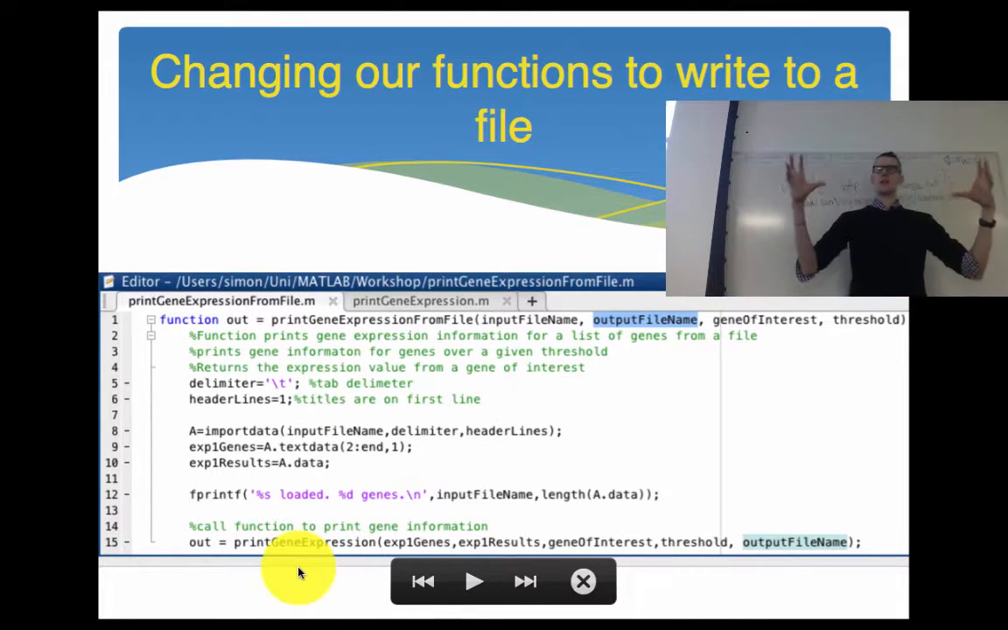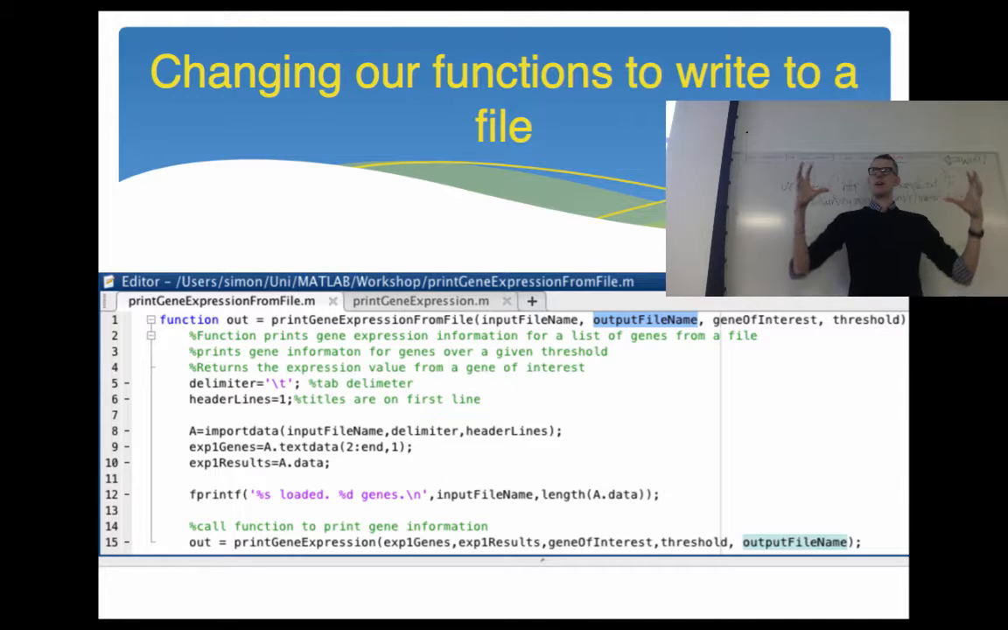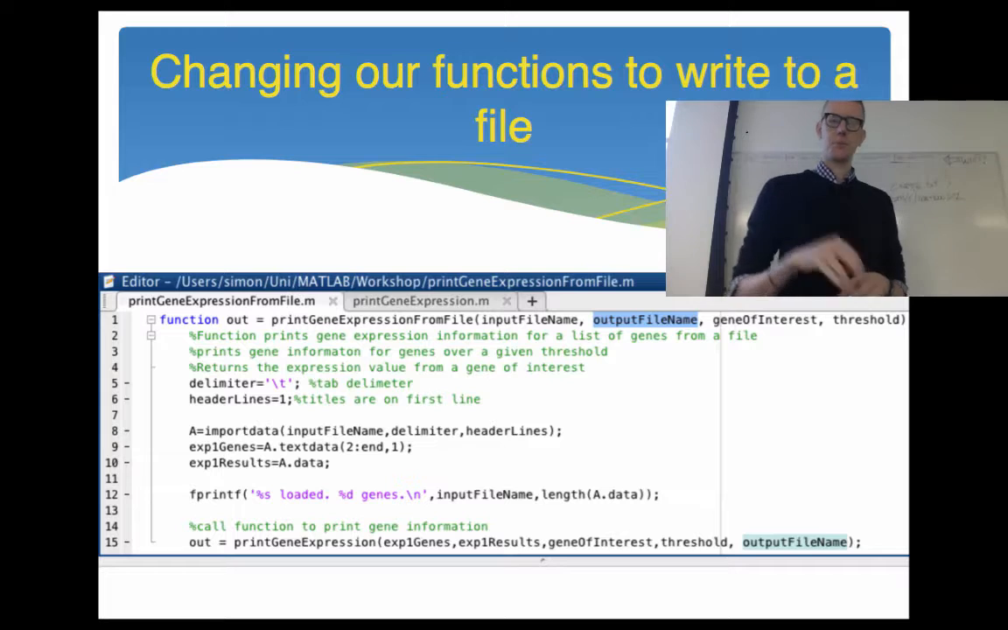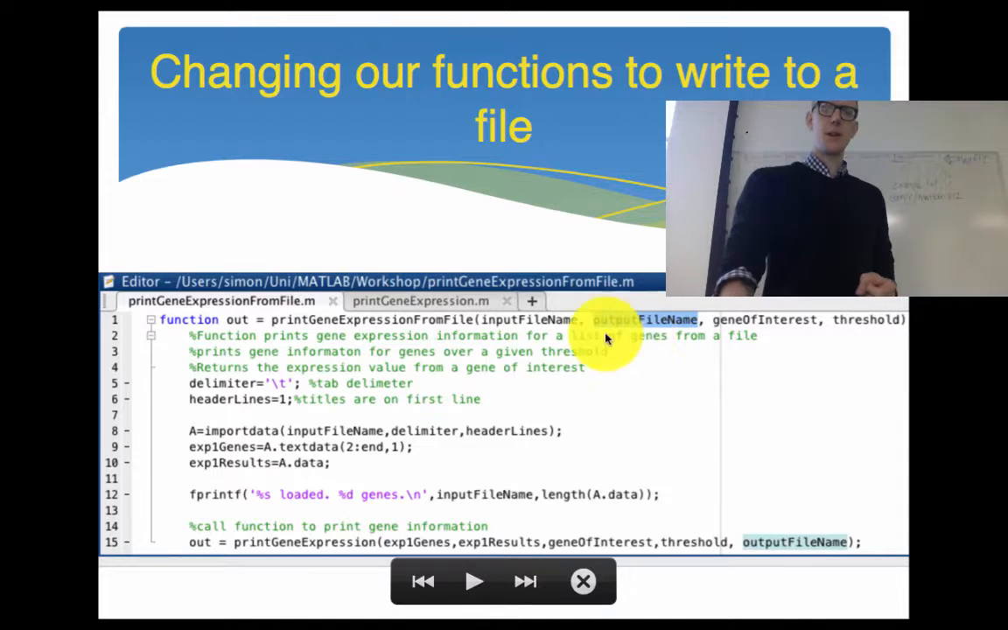So remember, there's the outer function, print gene expression from file, and there's the inner function, the actual print gene expression, which checks for the thresholds. The print gene expression from file function is simply file handling to load the data in from the file and create the data structures ready for the inner function to work. So let's follow this output file name variable that we've added.